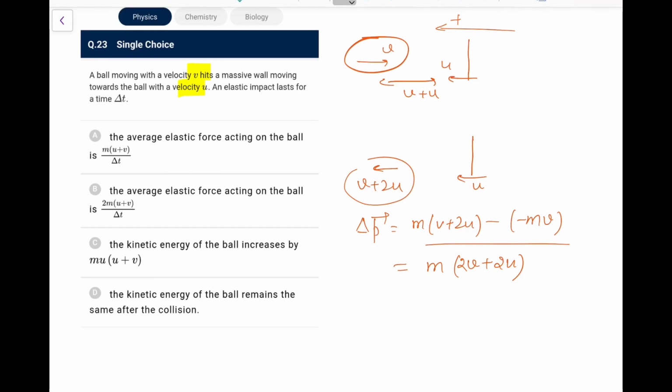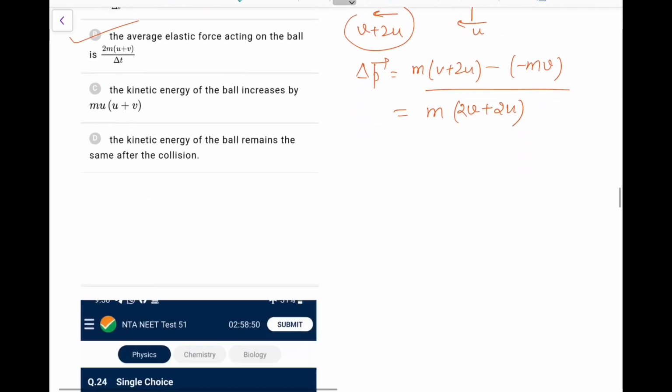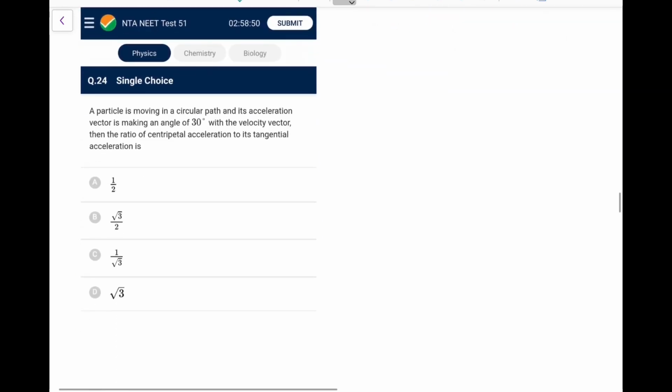Okay. So now this is the momentum change and time is delta t, so force is delta p by delta t. So you can directly make out the average force acting on the ball is this much, and similarly this force is also exerted on the wall. So it's a standard way of doing such questions.